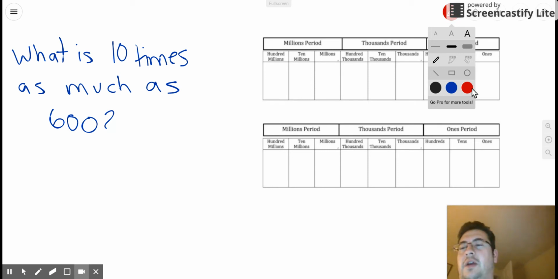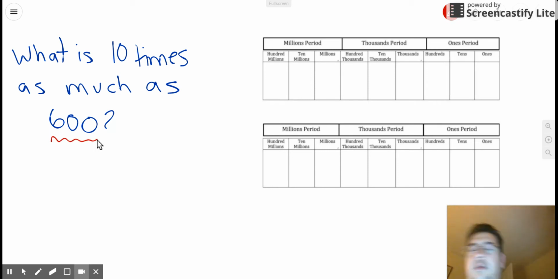Well, the very first thing I want to do here is write this number 600 in my very first top place value chart, which means I'm going to put a 6 in the hundreds place, a 0 in the tens place, and a 0 in the ones place. And if I want to find out what number is 10 times as much as 600, or 10 times bigger than 600, all I got to do is move each digit in 600 one place to the left. That means the 6 in the hundreds place moves one place to the left into the thousands place.